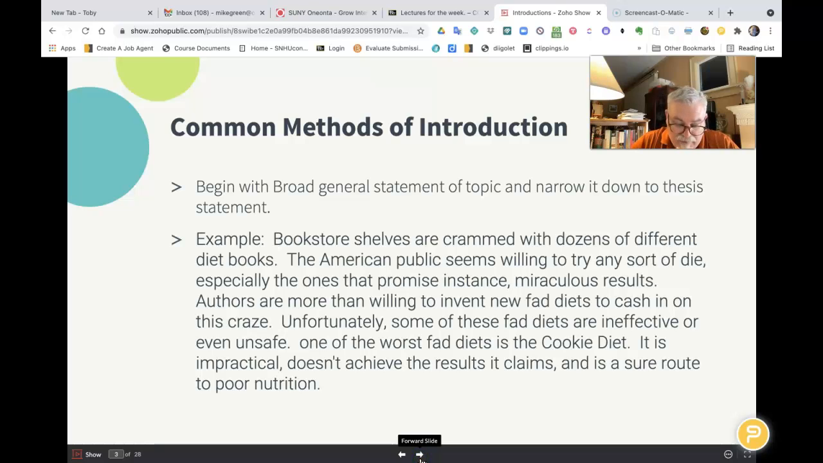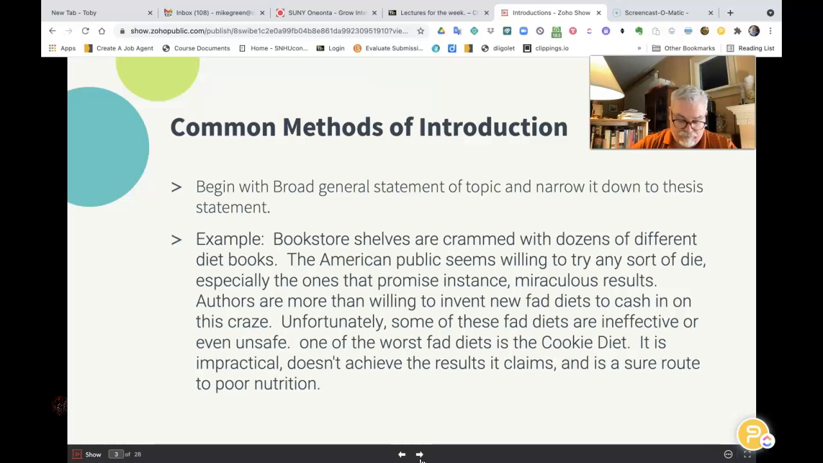Now, some common methods of introduction. We're going to talk about some of the methods that you can use. One of the best, and often used, is where you begin with something very broad and you narrow it very quickly. Now, this is good to use, but you have to remember you want to be able to narrow very quickly, and you don't want to have a lot of background information. Okay, so here's a good example.